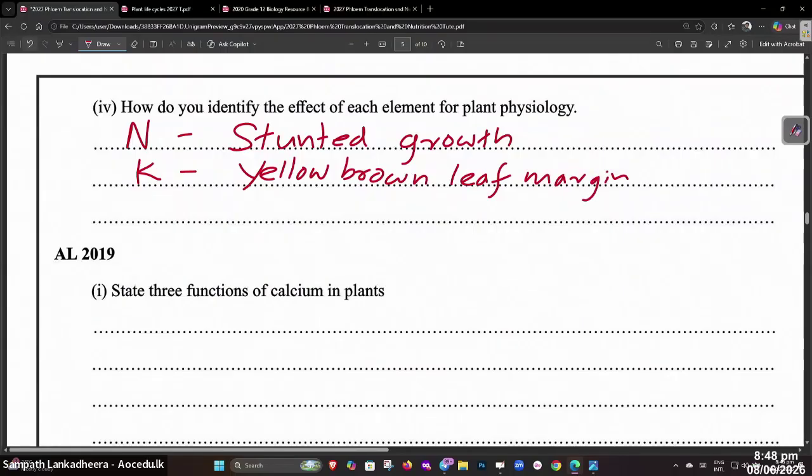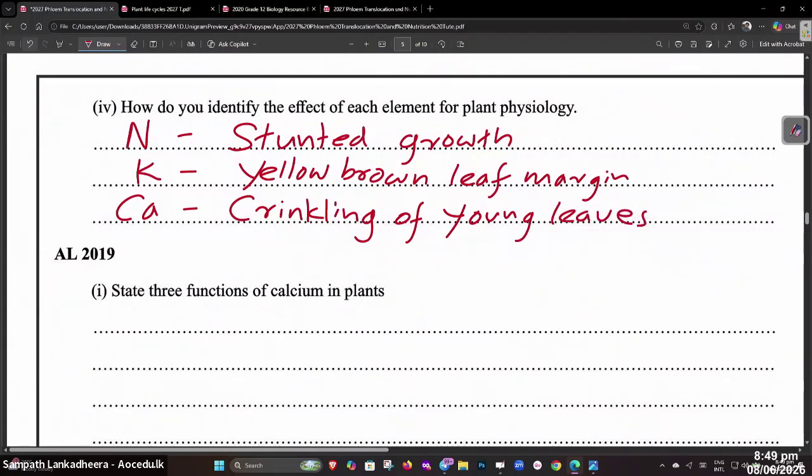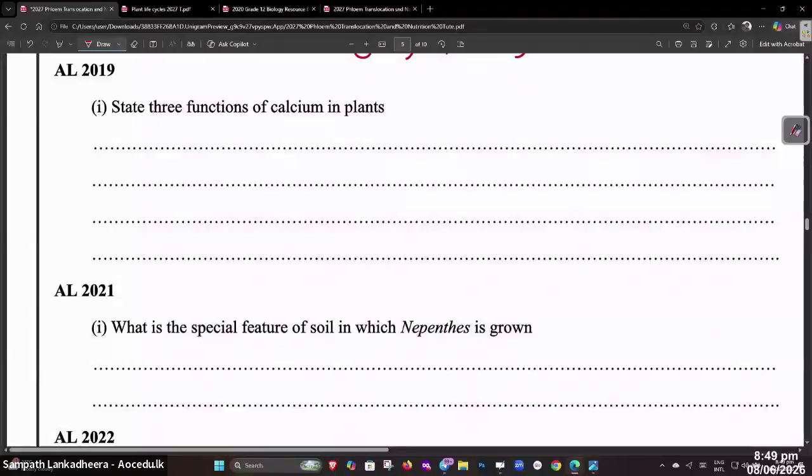Yellow brown leaf margin. Calcium: crinkling of young leaves. Right, we come to the 2019 A-level paper question, people.